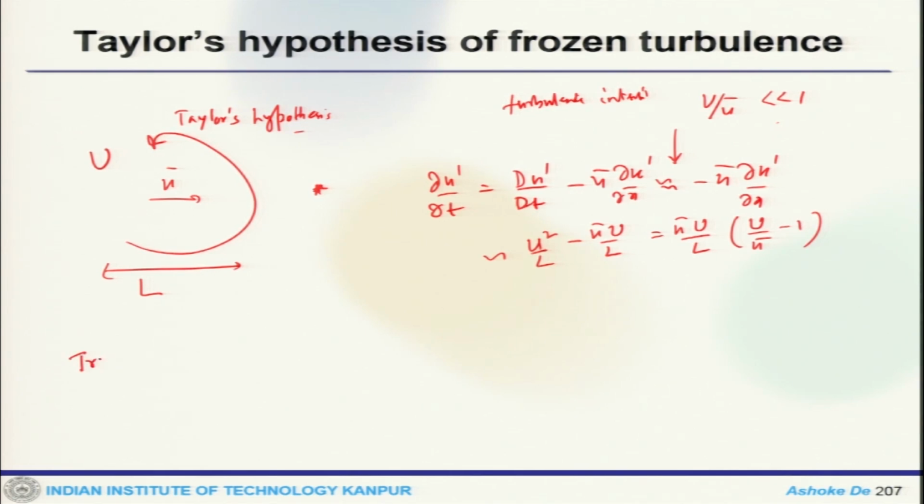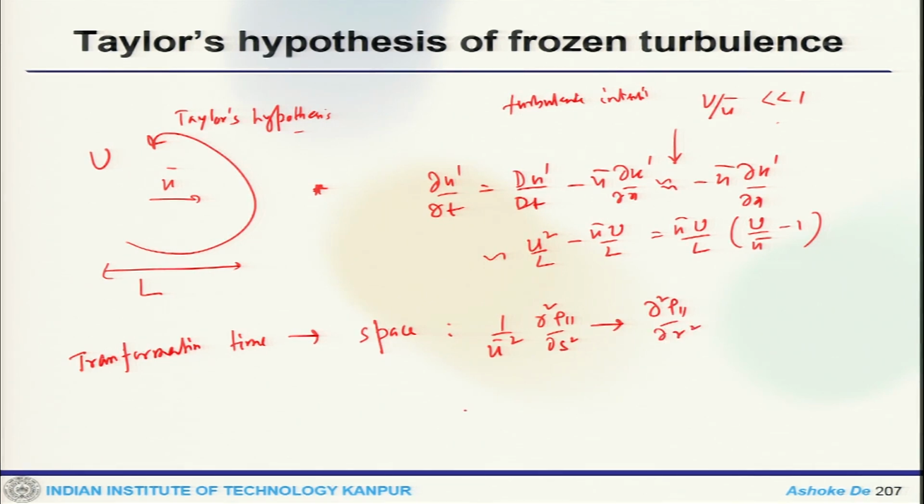So the transformation from time to space, where 1 by u square del 2 rho 1 by del S2 goes to del 2 rho 1 by del R2, and omega by u bar tends to k, so essentially the time transformation into space.